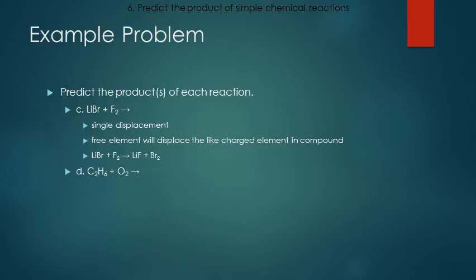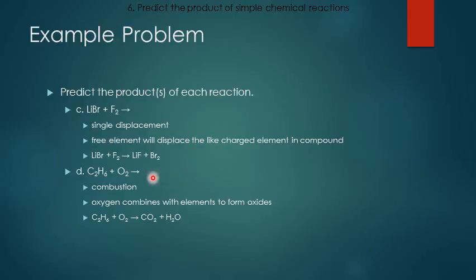And then finally, we have C2H6 reacting with O2. This will be combustion because I have O2 as a reactant. Now remember, what will happen is we'll form a couple of oxides here. One of the oxides will contain carbon, the other will contain hydrogen. And as I mentioned earlier, our products for this, anytime we are burning a hydrocarbon, meaning a compound based on carbon and hydrogen, we will always get carbon dioxide and water.